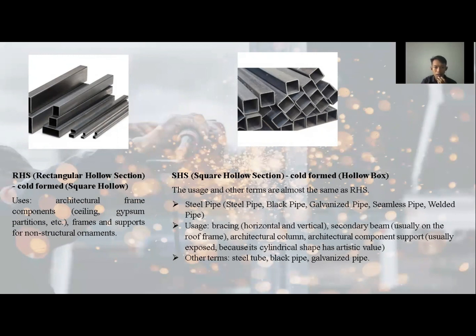And the last one is square hollow section. The usage of square hollow section is almost the same as rectangular hollow section. The usage includes branching horizontal and vertical, secondary beams usually on the roof frame, architectural columns, architectural component supports, usually exposed because the square shape has artistic value.